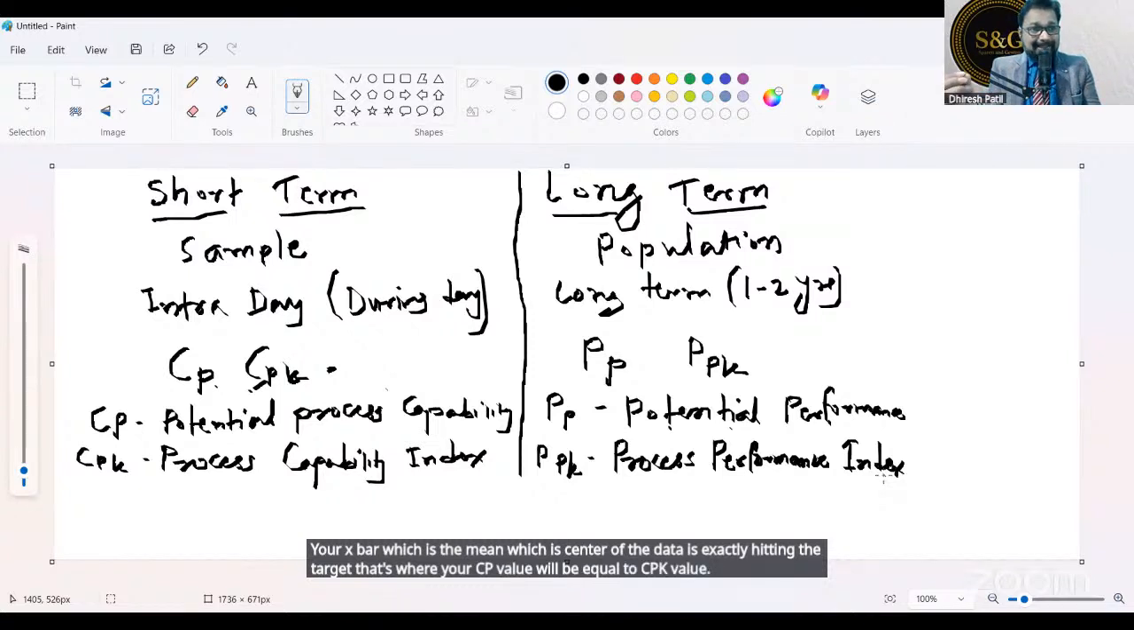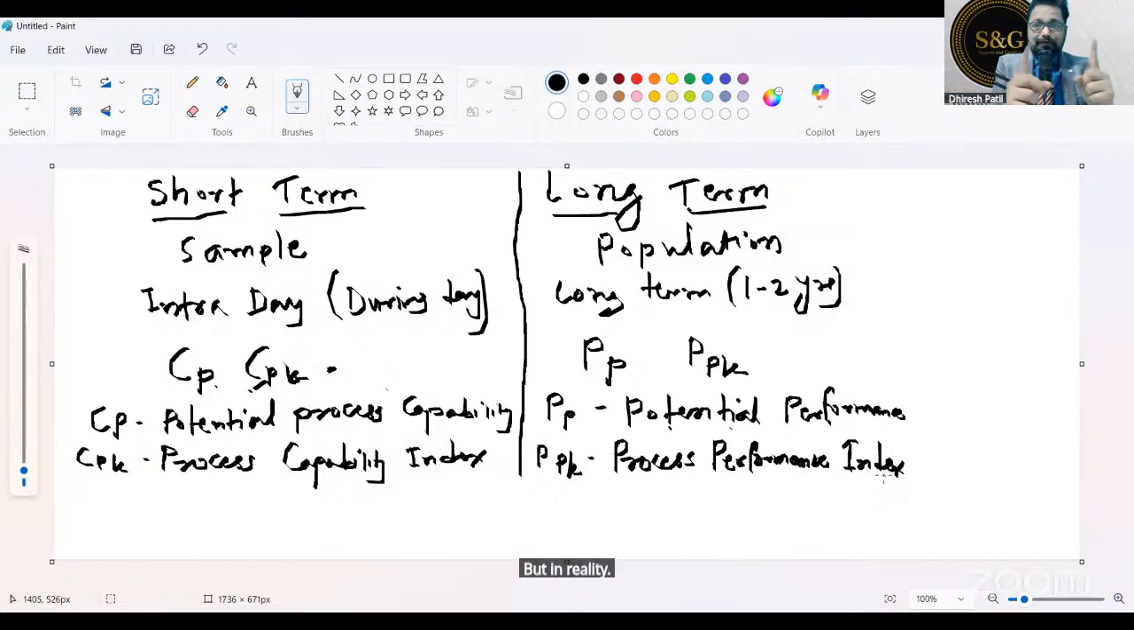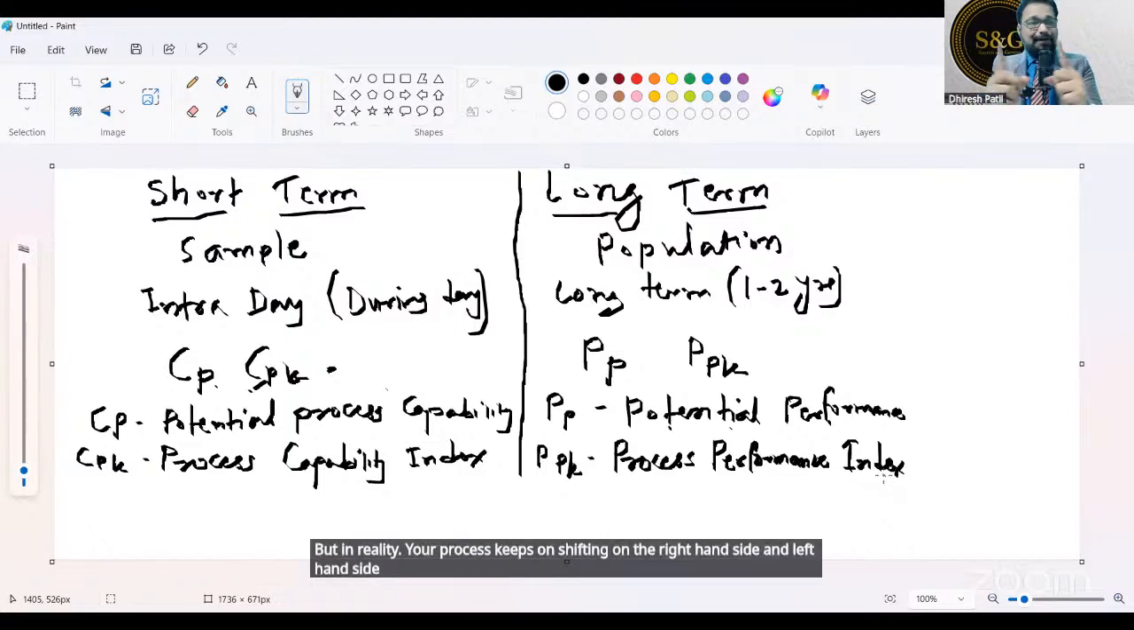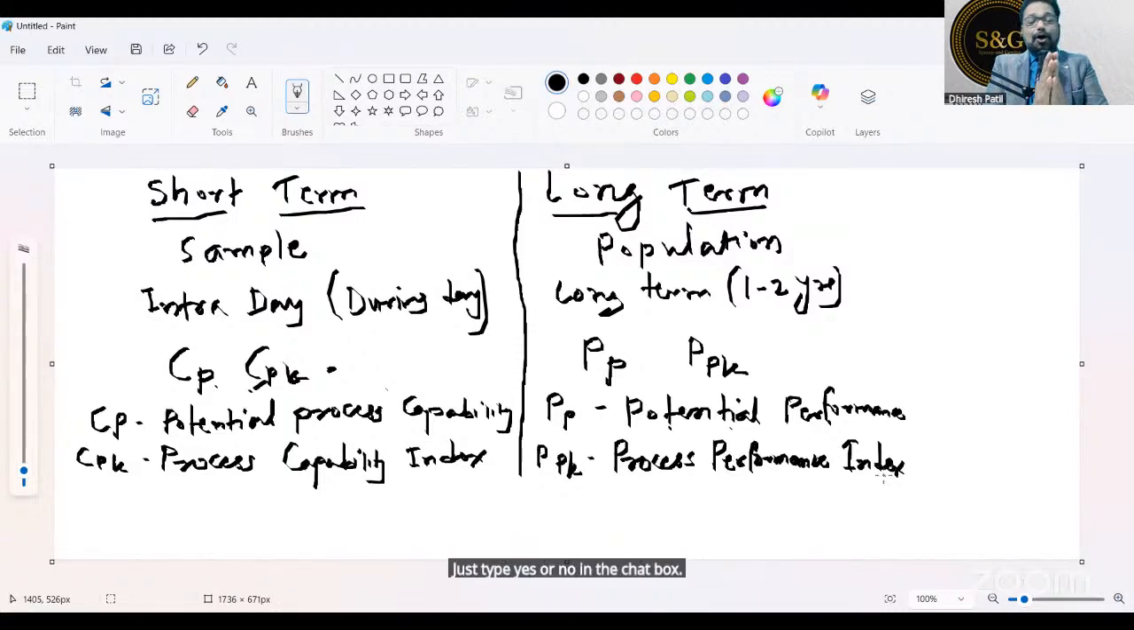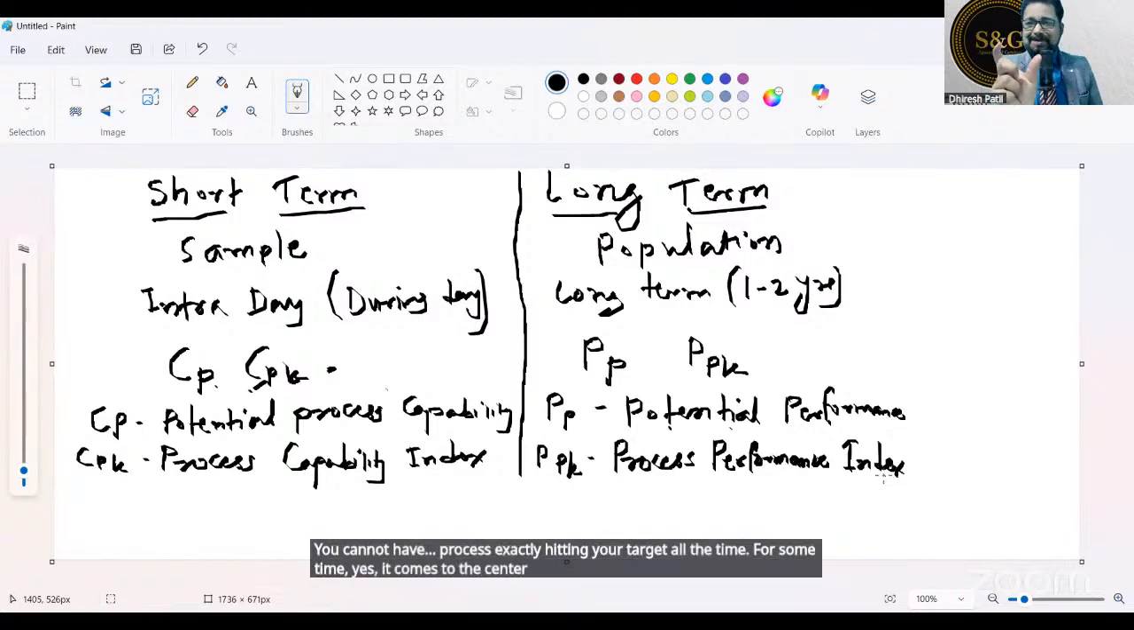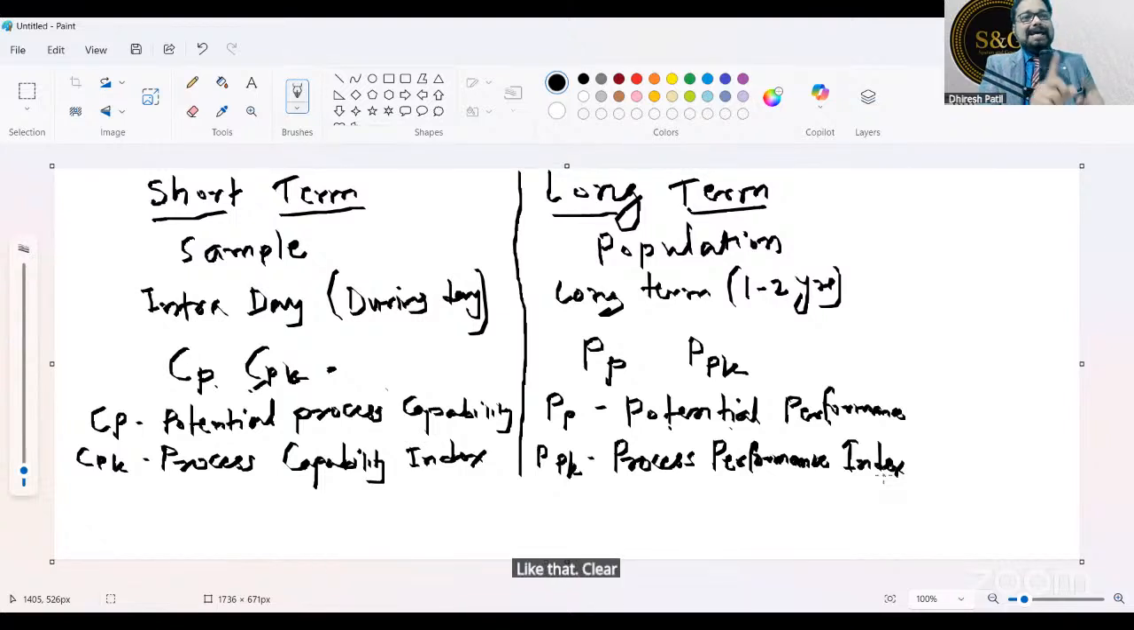But in reality, your process keeps on shifting on right hand side and left hand side. Yes or no, everybody? Just type yes or no in the chat box. In reality, you cannot have the process exactly hitting your target all the time. For some time, yes, it comes to the center. But again, it shifts right hand side, left hand side, right hand side, left hand side. Like that. Clear? That's why CP is the potential, CPK is the actual. CPK cannot exceed CP. At the most, CPK and CP can be equal.